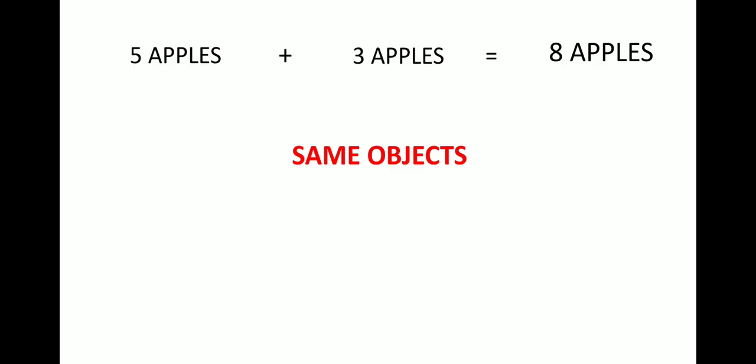So if you have to add 5 apples and 3 apples, the answer is very easy. We get 8 apples. We can add them because they are the same objects. And in algebra, we consider them as like terms. So you can see that like terms are those terms which are of the same type. Here, 5 apples and 3 apples are the same objects, so we consider them as like terms in algebra.